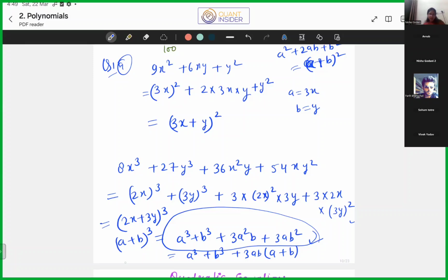So in this way, you have 2x plus 3y whole cube. And this identity is also written in the above identities. So I have written there so many identities and taken some questions based on them. So is this okay?